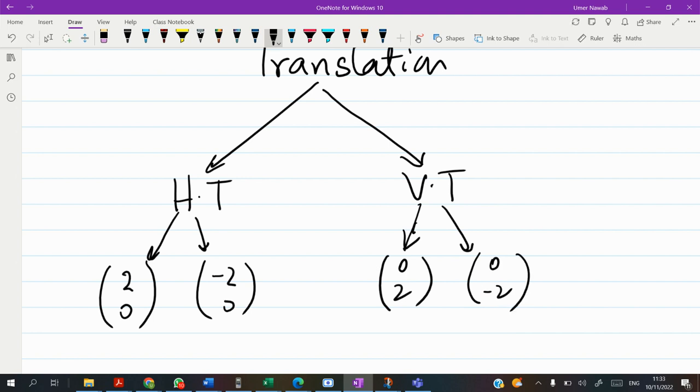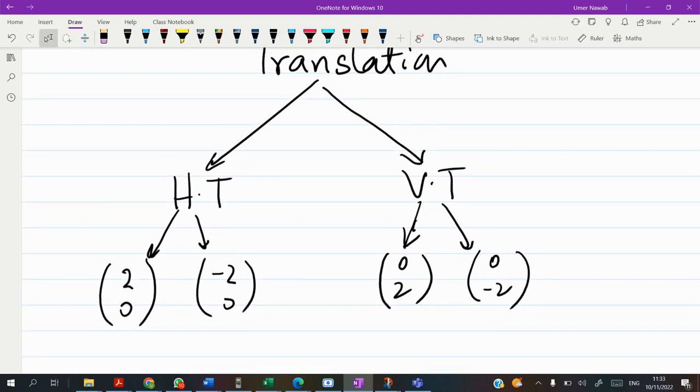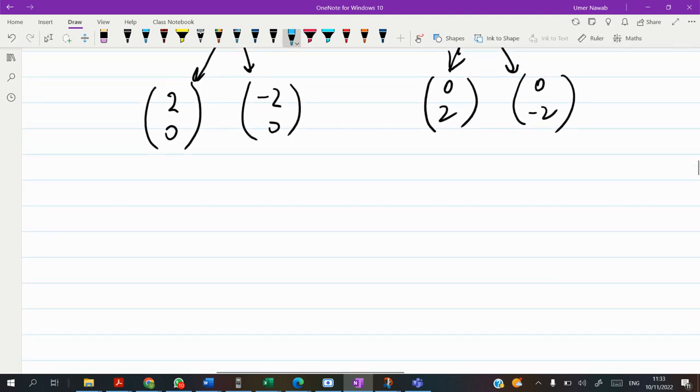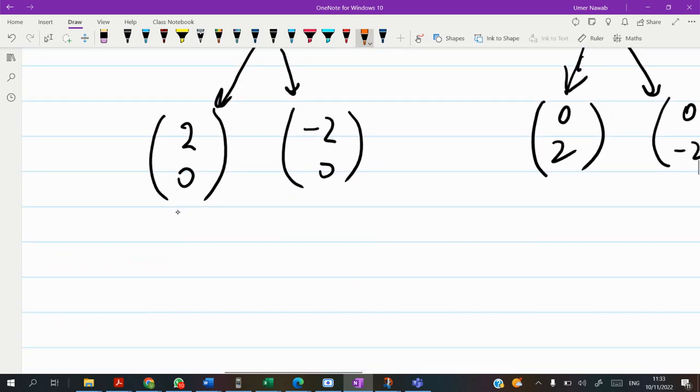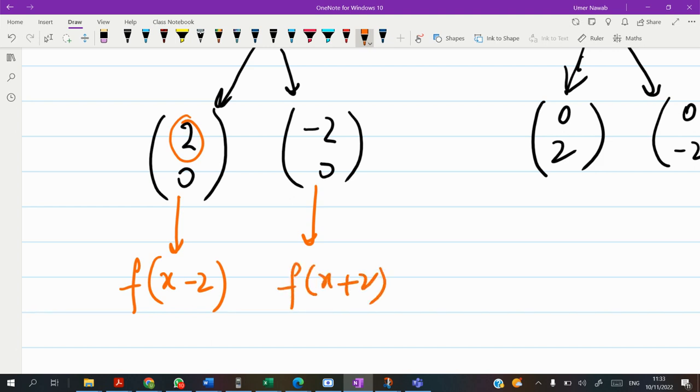0 minus 2, it means 2 down. How will the function be affected? Your original function is f of x. What will happen in this case? Horizontal is always opposite. If it is 2, I'm going to write x minus 2, and there is no vertical translation. If it is minus 2, I'm going to write f of x plus 2.